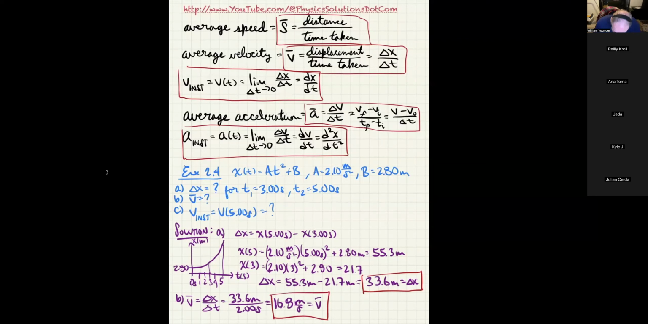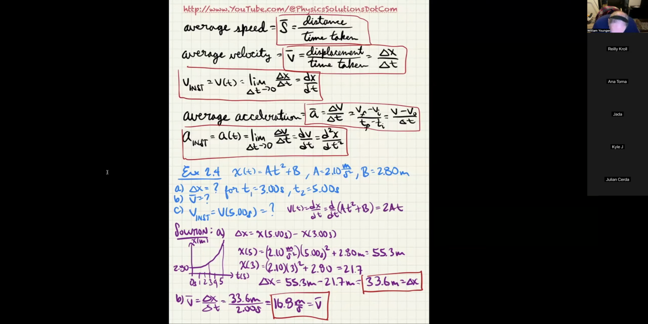Now, the instantaneous velocity at 5 seconds is just the derivative of the position as a function of time. So we can see that the velocity as a function of time, if I write it up here, v of t is equal to dx over dt, which is d by dt of at squared plus b, which ends up becoming just 2at.